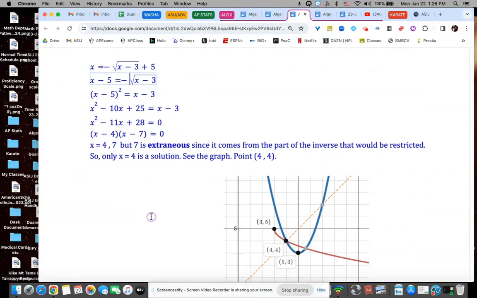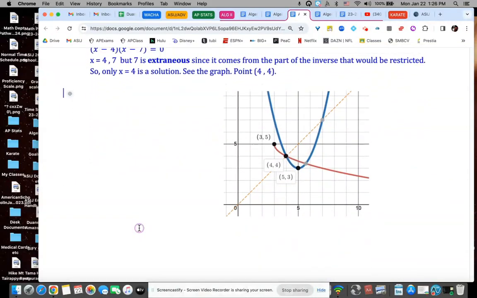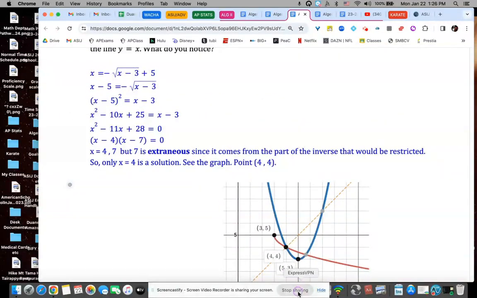When you do that here, you're going to find that 4 is a solution, but 7 is extraneous. It doesn't work. So you're just going to have to practice and play around with that. Good luck. Let me know if you need help.